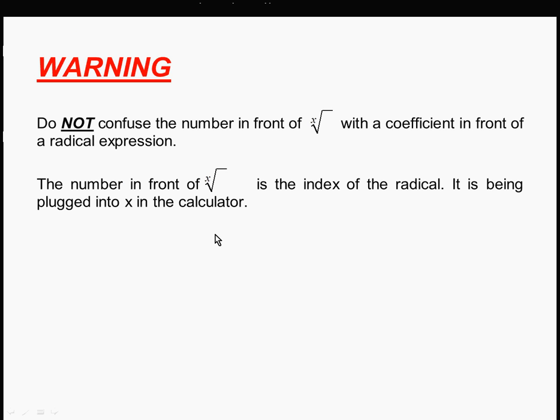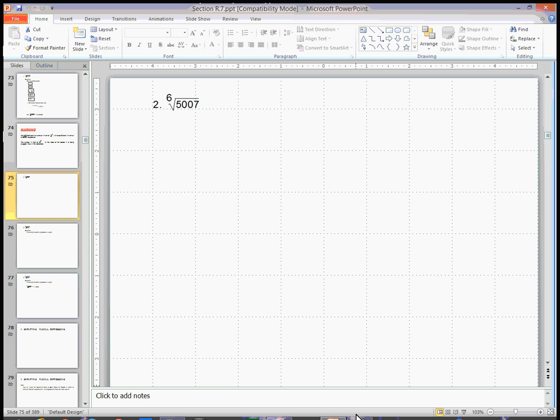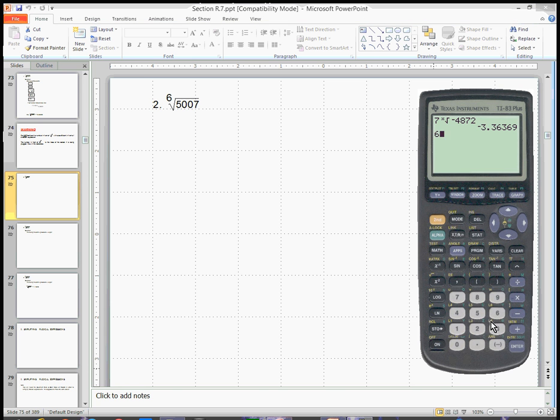So warning, do not confuse the number in front of the xth root with a coefficient in front of a radical expression. The number in front of the xth root is the index of the radical. It is being plugged into x in the calculator. If you actually want something times an xth root, you have to enclose the xth root along with its index inside parentheses. So the 6th root of 5007. So again, if I take out our calculator, 6 for the index, math, choice 5, 5, 0, 0, 7, enter. I get 4.13615.